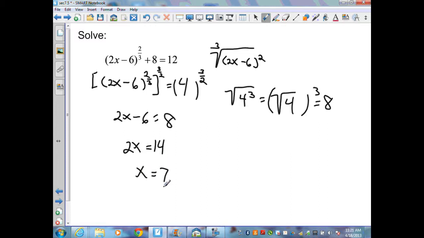I'm going to substitute back in. 7 times 2 is 14. 14 minus 6 is 8. And I know the cube root of 8 is 2, and 2 squared is 4. And 4 plus 8 is 12. Therefore, that is a solution of our problem.